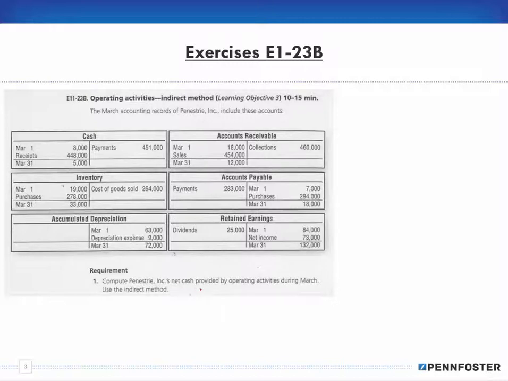Okay, so with that said, it says here, compute the net cash provided by operating activities during March using the indirect method. All right, so we start out with net income using the indirect method. So what is our net income?